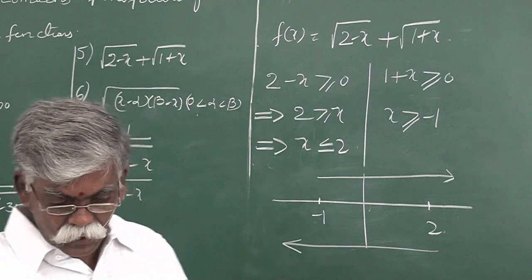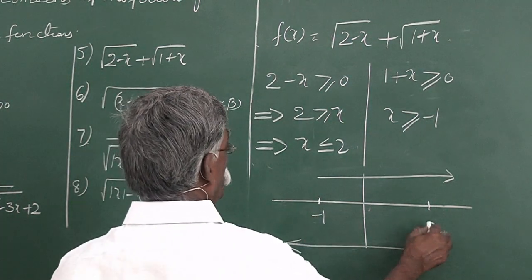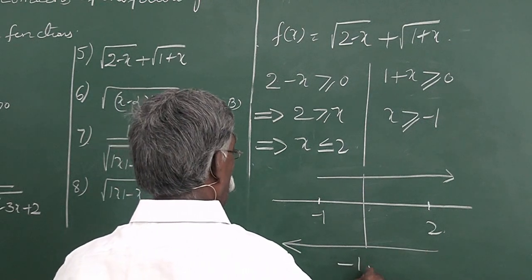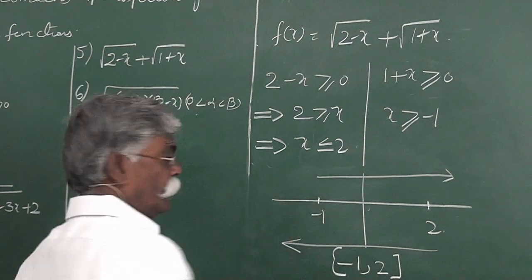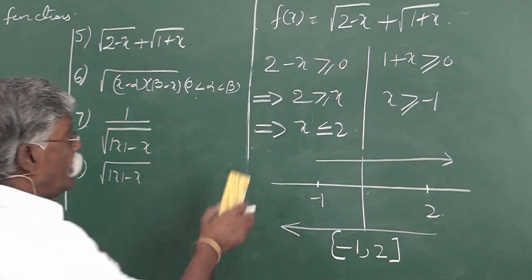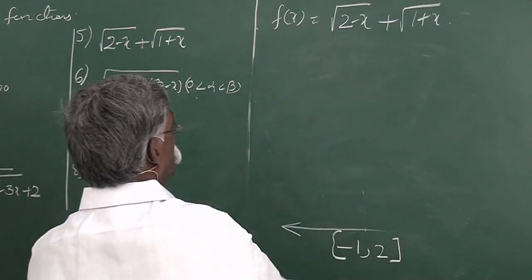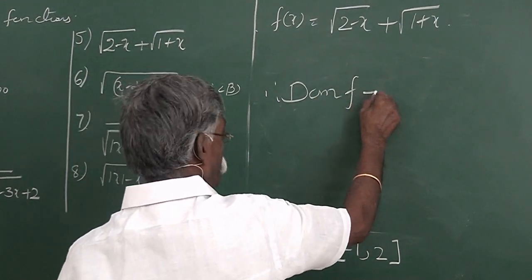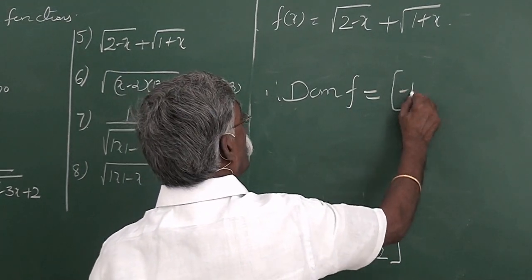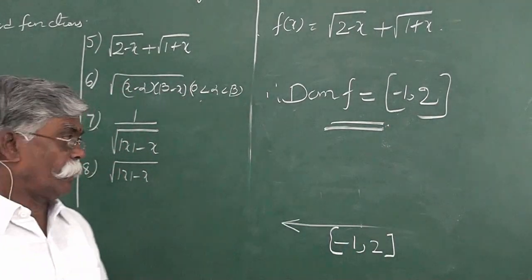Therefore, finally, the domain is minus 1 to 2. So therefore, domain f is equal to minus 1 comma 2. This is the final answer.